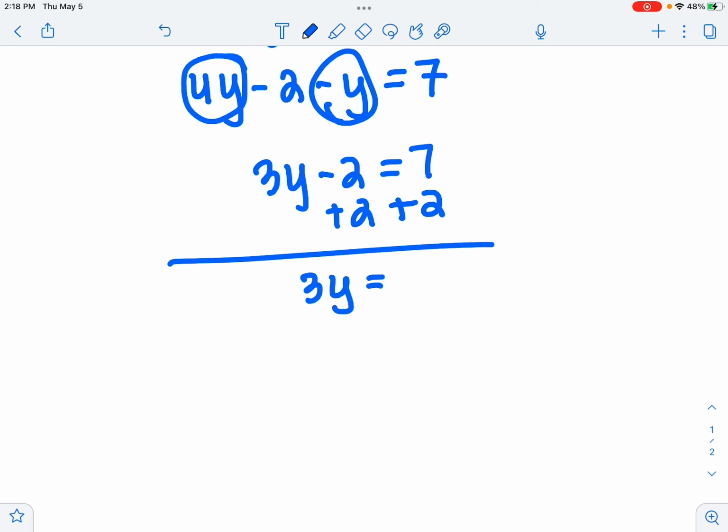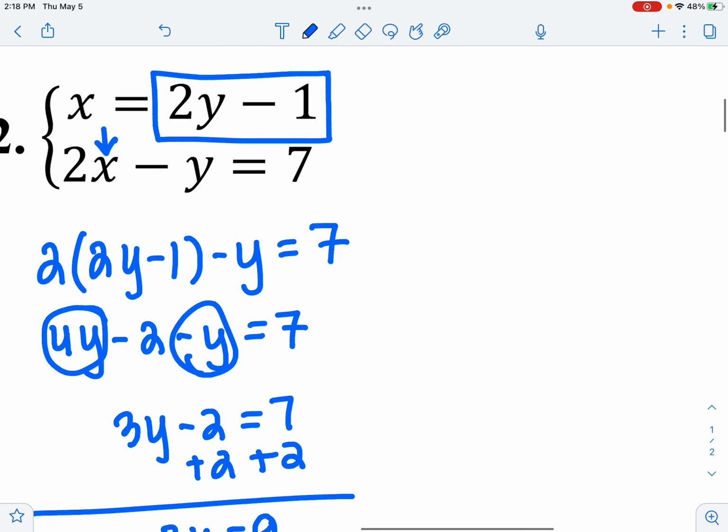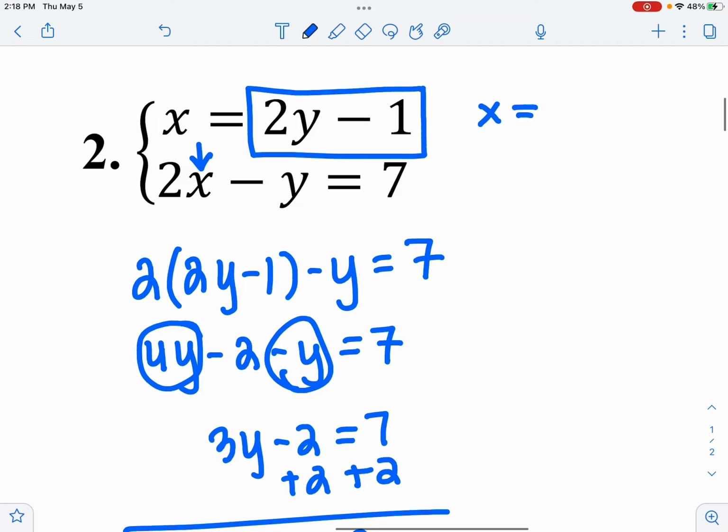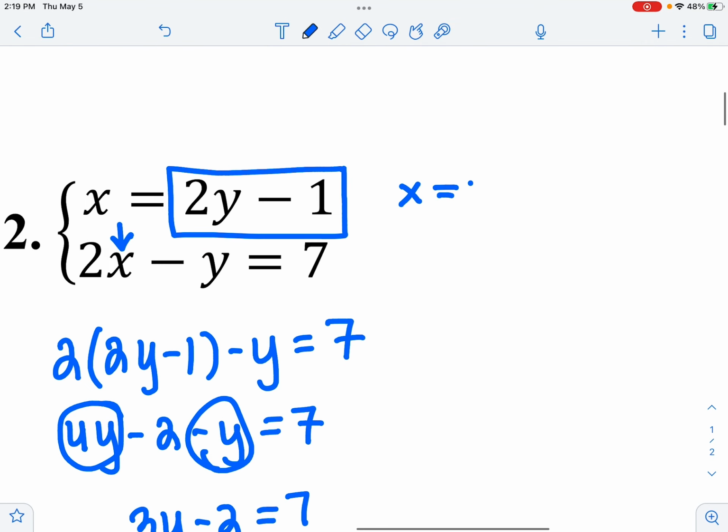3y equals 9. Divide by 3, and you get y equals 3. All right, now all I have to do is get my x value. You can go back to either equation. Since the first equation is x equals, I'm just going to use that. So I'm plugging in 3 for y once again. 2 times 3 minus 1. 6 minus 1 is 5. So I get x equals 5.